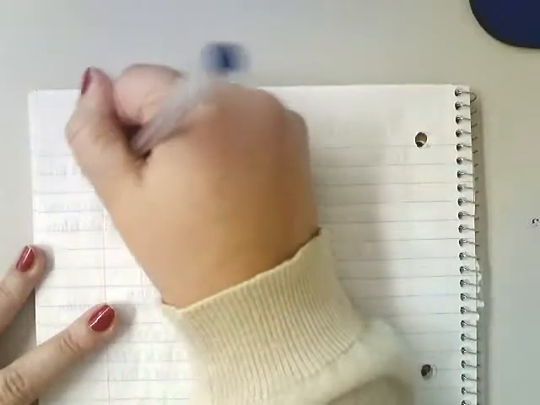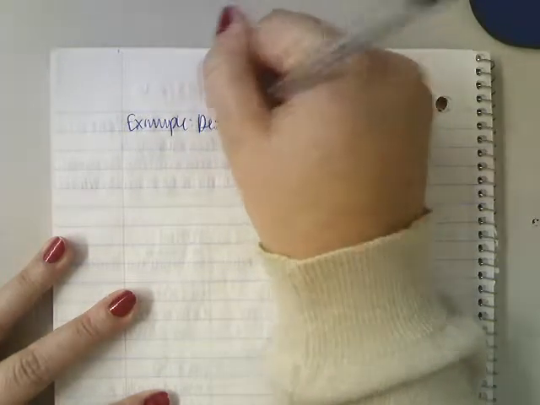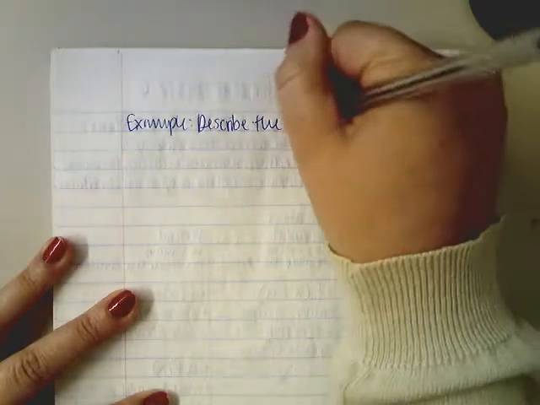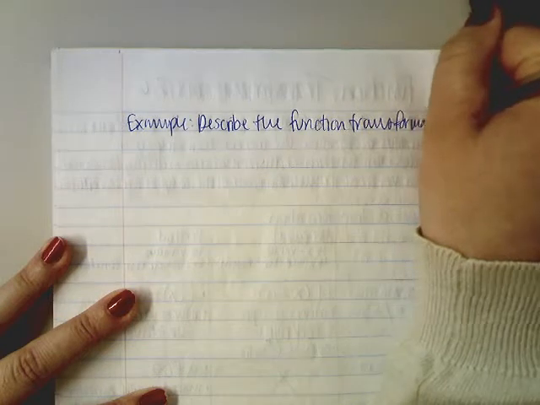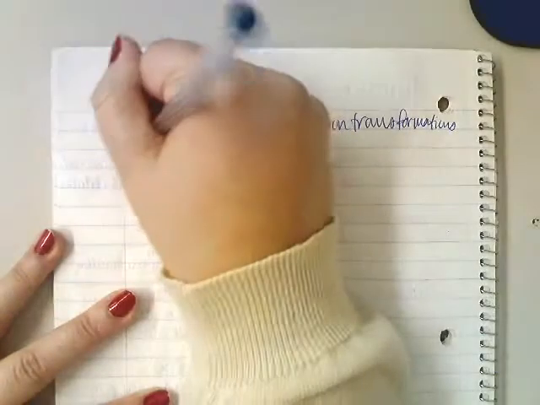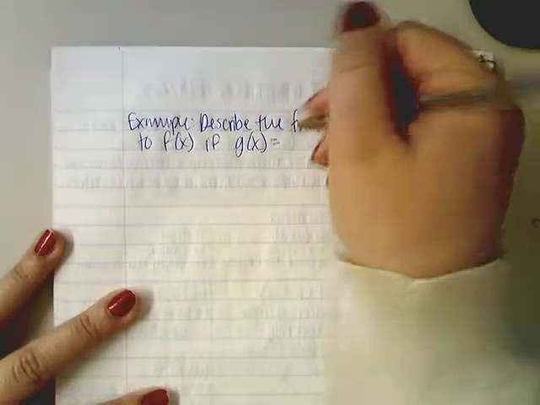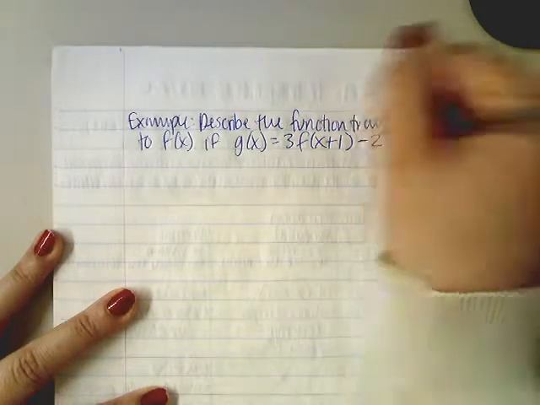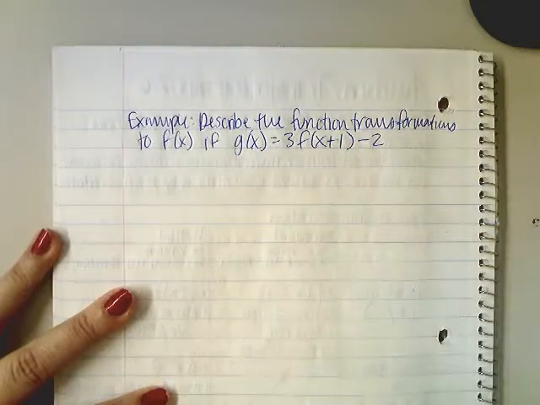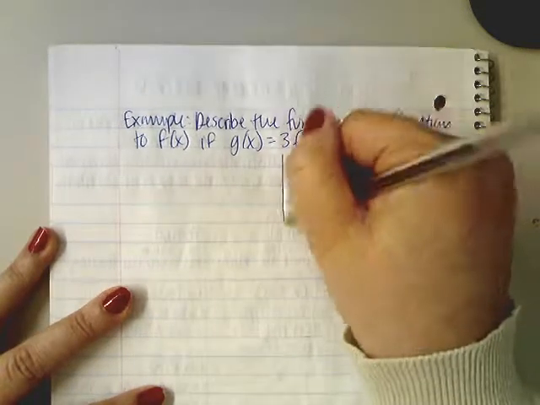So our example I want us to do today is to describe the function transformations to f of x if g of x is equal to 3 f of x plus 1 minus 2. So we're going to look at this and figure out what transformations have been made to our original function to make this new transformed function.